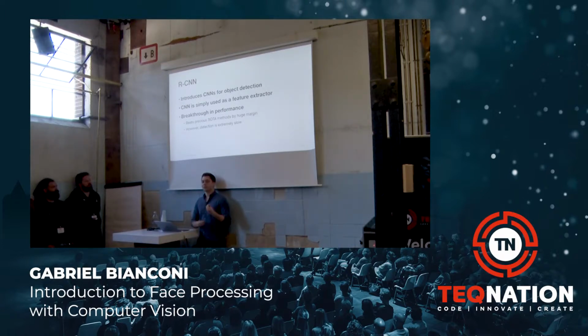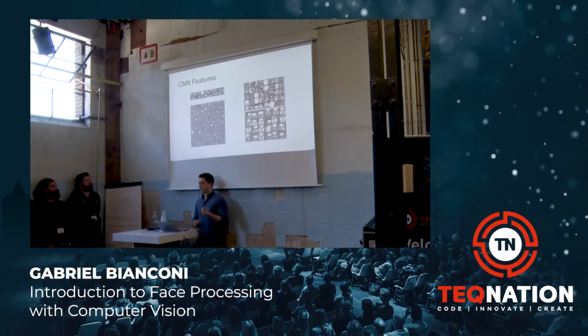So here the model, if it looks at enough faces from different angles, different lighting conditions, and so on, it can learn to identify those two. So the idea is that for the R-CNN, the CNN was used to extract those features. And in practice, it looks kind of like this.